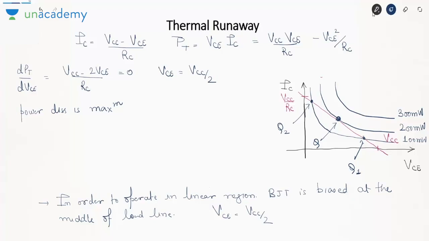Now you might be thinking that since power dissipation is maximum, we should not bias at the midpoint. But that is wrong. Why? Because if power dissipation increases, IC will increase. If IC increases, then from Q we are moving to Q2. But Q2 lies on a hyperbola having lower power. So lower power.